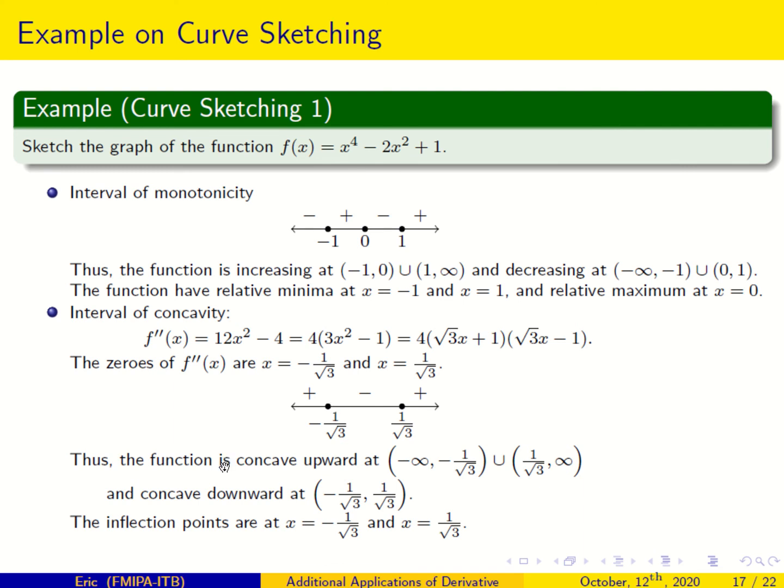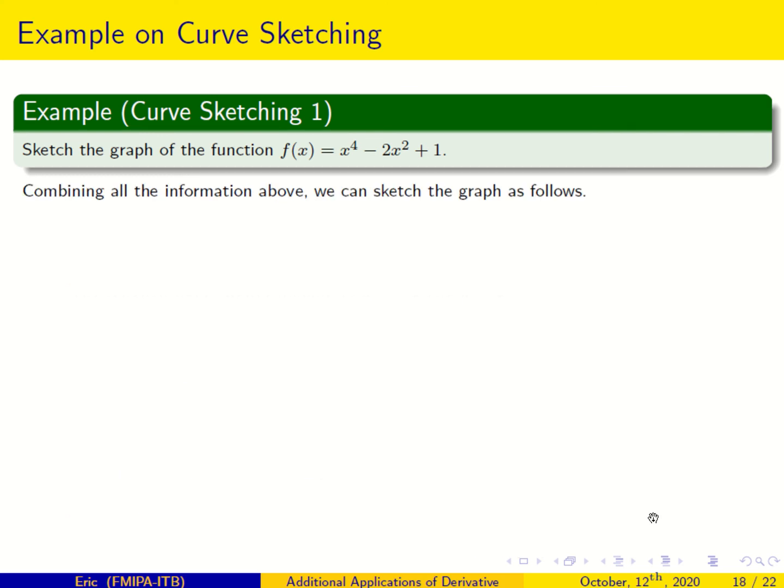By using the previous, we know that the function is concave upward at this point and this point. So this is concave upward, concave downward, concave upward. And the inflection point is given by this one. This changes concavity. So both minus 1 over square root of 3 and 1 over square root of 3 are the inflection points of this function. After that, since f is not a rational function, there are no asymptotes.